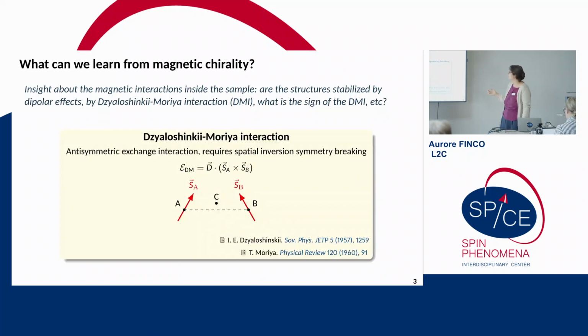So for those who are maybe not so familiar with it, this is an antisymmetric exchange interaction that requires spatial inversion symmetry breaking. And basically, it wants to make the magnetic moments rotate. And depending on its sign, the rotation will be rather clockwise or rather anti-clockwise.